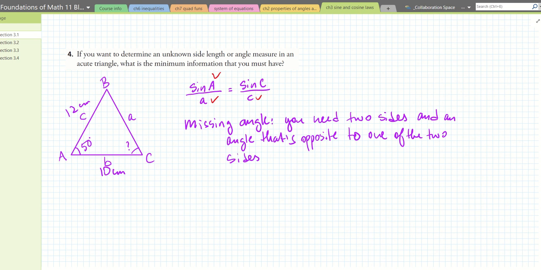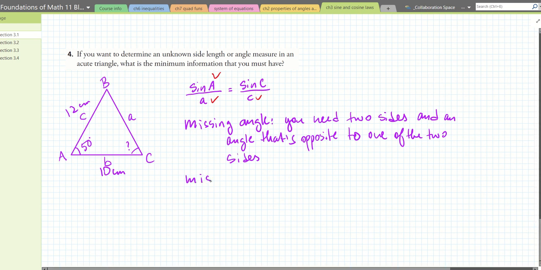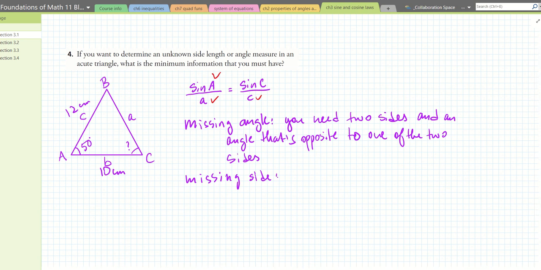Now, if you're missing a side, then it's a little more forgiving. In that case, you have to have two angles and any side.